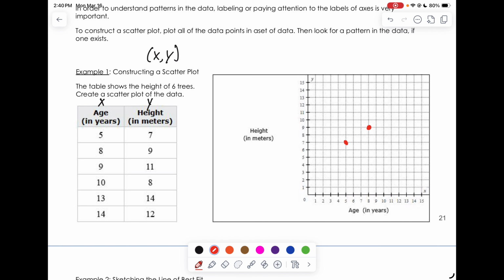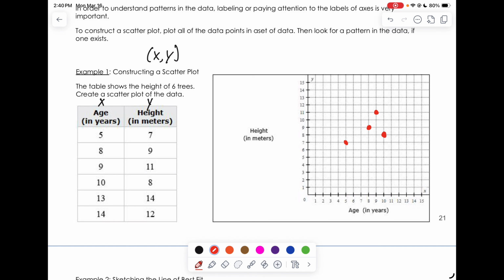Next up, 9, comma 11. So I go over to 9 and then up to 11, which would be right there. So I'm going to put my dot and then erase that line. Next up, 10, comma 8. So I'm going to go over to 10, but then I'm only going to go up to 8 this time. Which would be right there. And then again, if you're drawing that line, make sure you erase it.